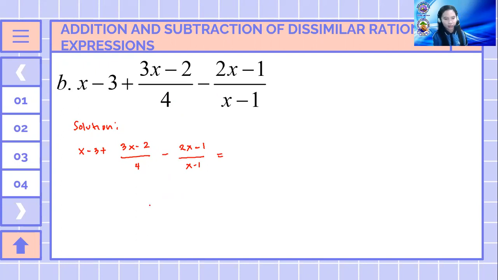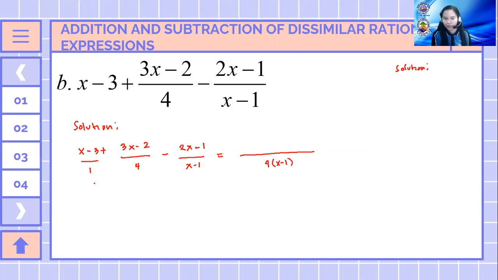First, the LCD. Automatically, the denominator of x minus 3 is equal to 1. So in this case, the LCD of the three denominators is equal to 4 times (x minus 1). And then we will proceed with the steps.